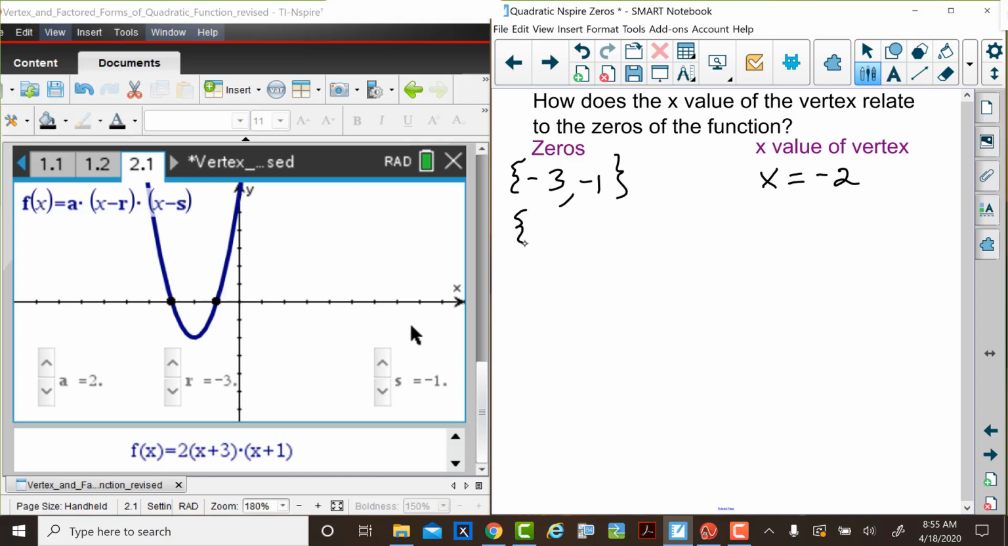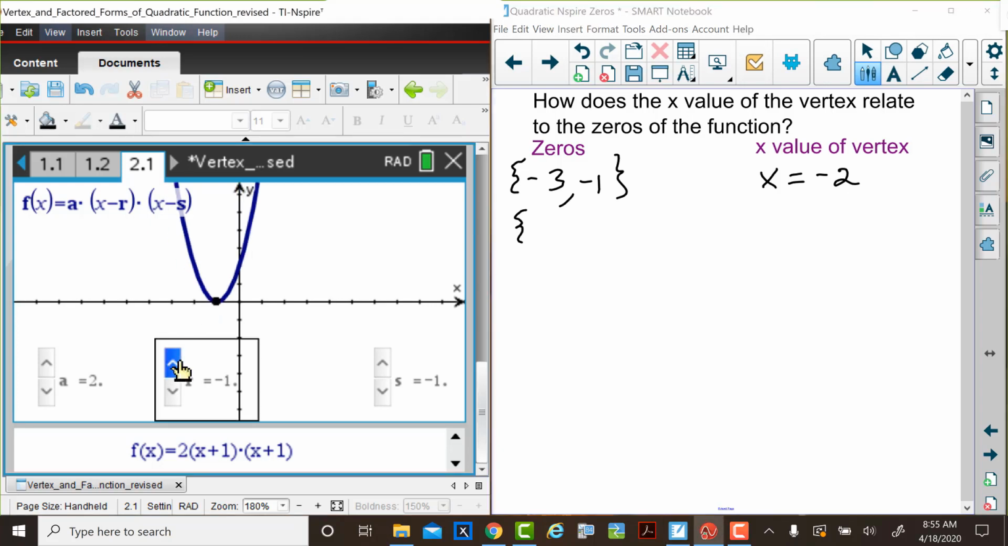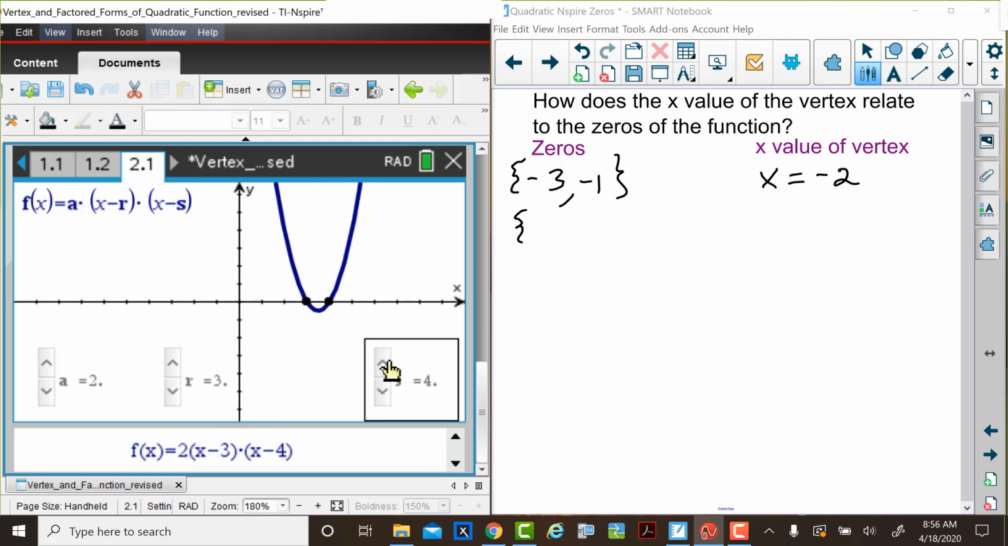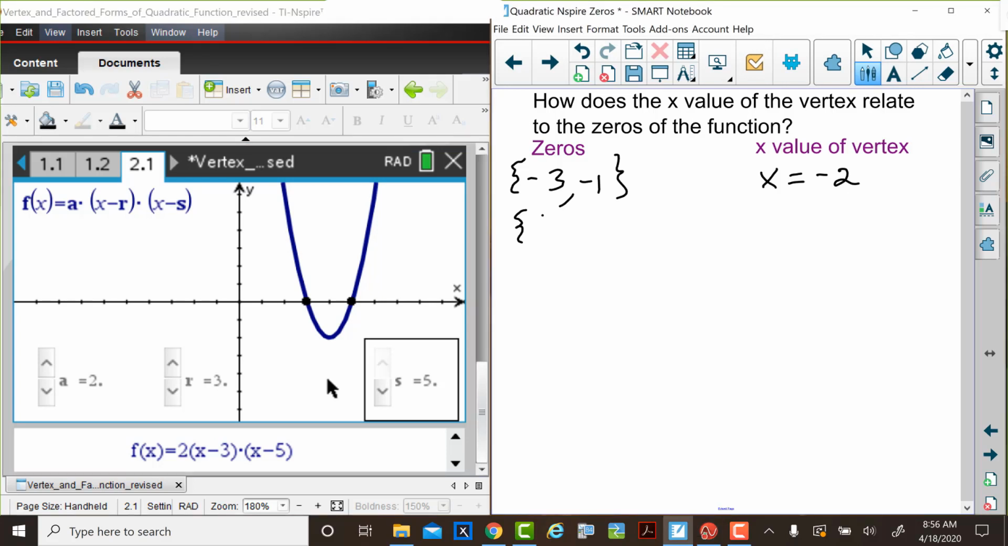In this next example, Judy's going to change the r value to 3 and the s value to 5. Look at the graph and think about the x value of the vertex. You know that the vertex is the lowest point on this graph. It opens up. We have our zeros of 3 and 5, and the tick marks on the graph are ones. So we count 1, 2, 3, 4. It appears the x value of the vertex is at 4. Again, this could be confirmed algebraically using the equation shown on the left at the bottom.